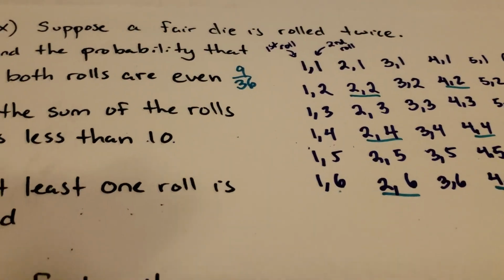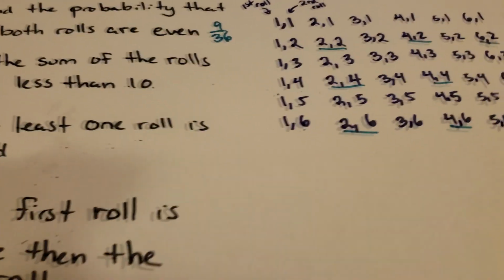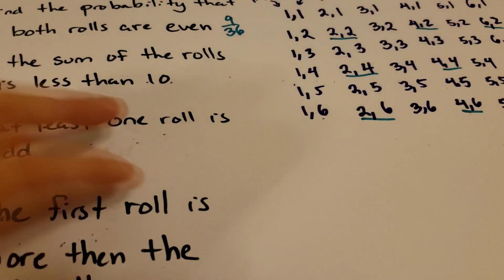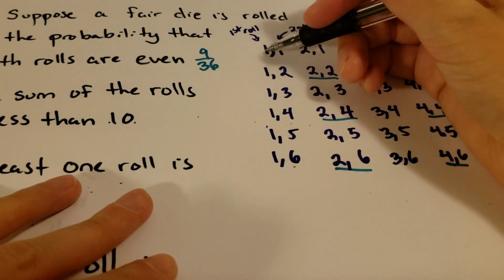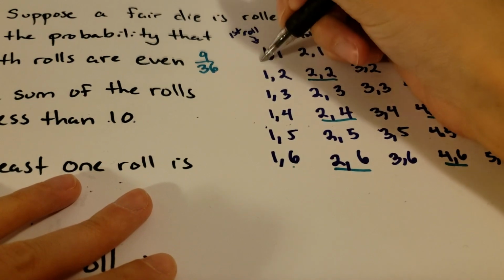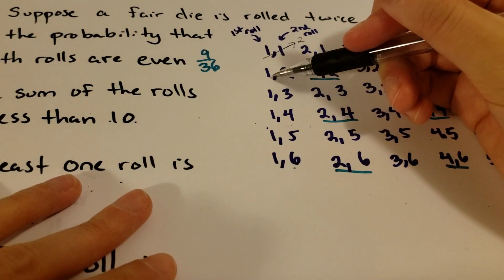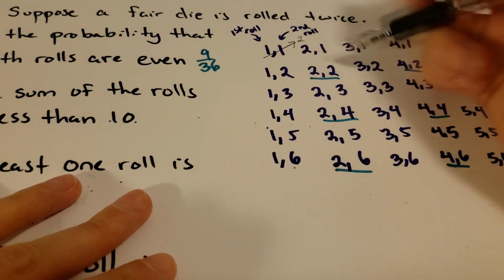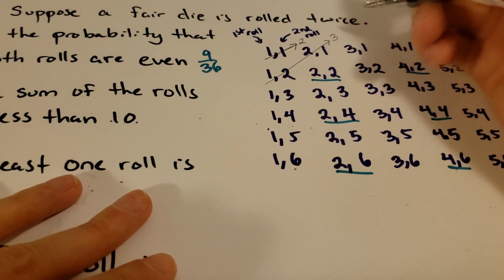Now the next one is the sum of the rolls is less than 10. This one's a little bit tricky, and there is a small trick that I can show you if your sample space is listed this way. We want to look at what the sums of all of the rolls are. Well, if we look over here, 1 plus 1 is going to give us 2. Now if we look at this one, we have 1 plus 2 and 2 plus 1, which both give us the same sum of 3.